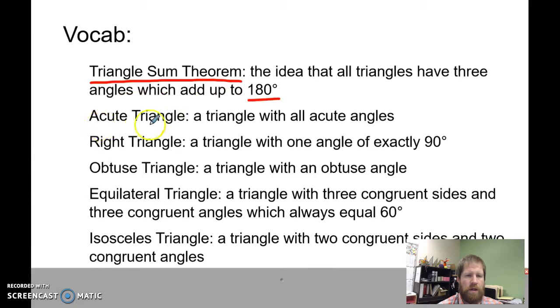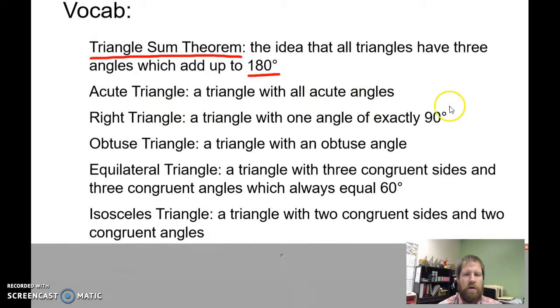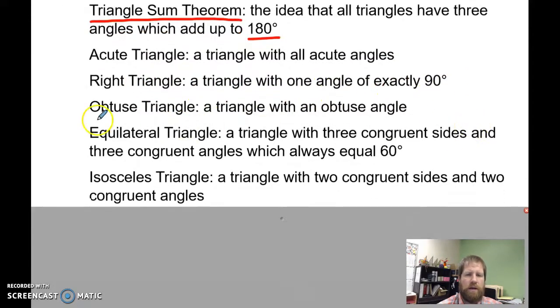All right. An acute triangle is a triangle with all acute angles. So a triangle with no angle 90 degrees or above. A right triangle has one angle of exactly 90 degrees. An obtuse triangle is a triangle with an obtuse angle. You can't have more than one obtuse angle.